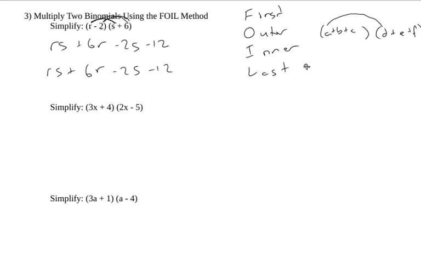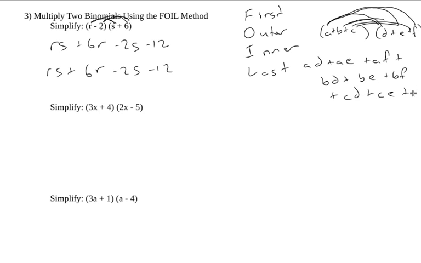A times D is AD, A times E is AE, A times F is AF, and then I'd move on to the B. B times D is BD, then BE, then BF. That's those two. And then I'll do the C's, which is plus CD, plus CE, plus CF. So, I'm a fan of just teaching the general method, especially since it's not really any more complicated than the FOIL method, but it extends much more easily.